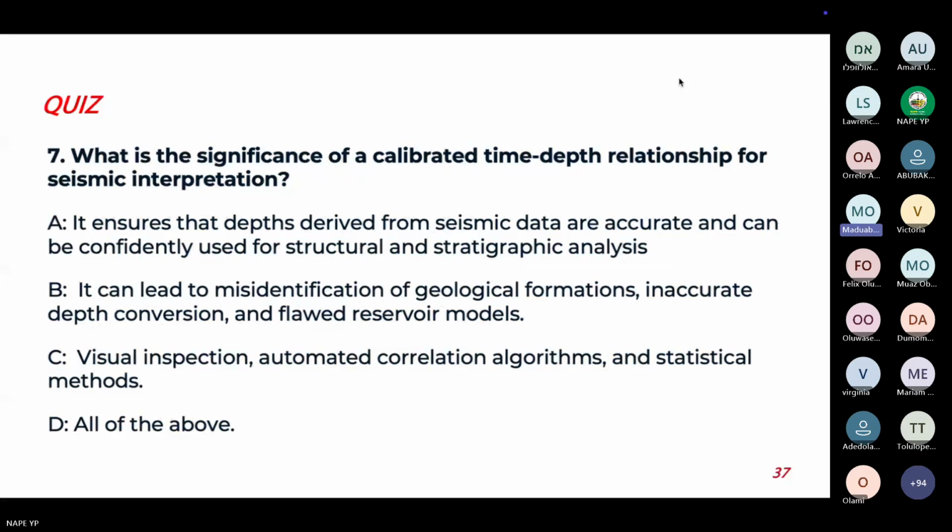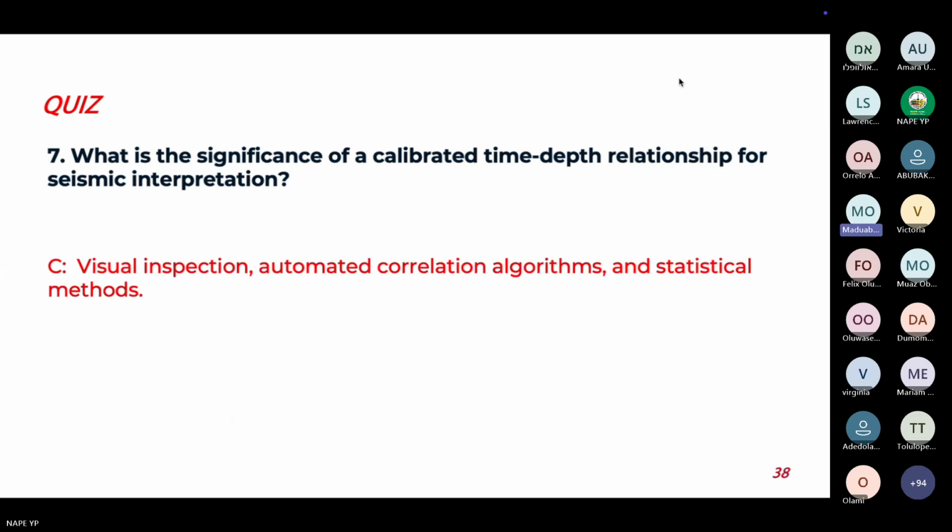Number 7 is up and running, guys. Great, and here we have our answer: visual inspection, automated correlation algorithms, and statistical methods. Those are the methods related to the significance of a calibrated time-to-depth relationship for seismic interpretation. And our next question, 8.